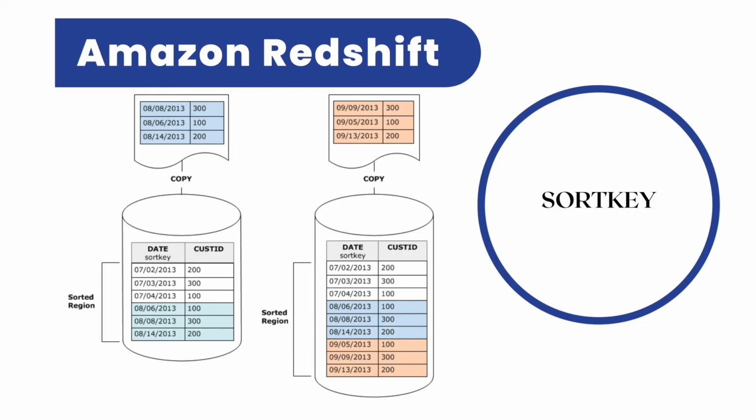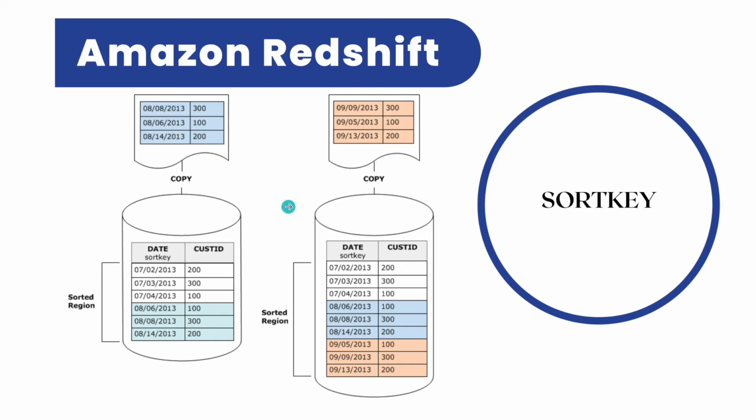Here in this case, you can see I have specified the date column as the sort key. So whenever I am loading data into a table, you see that it is sorted on the basis of date. Whenever new data is added, it is added in the sorted order of the date. So all the data for July is together, all the data for August is together, and all the data for September is together.